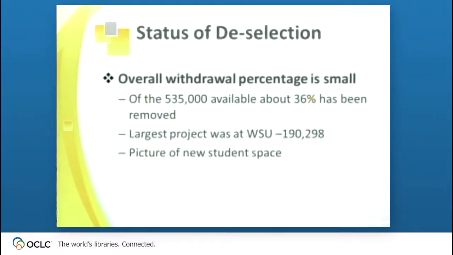The status of deselection for the 7: it's a relatively small percent of what could have been withdrawn. Out of the 535,000 titles that could be withdrawn, about 36% has been removed at this point.